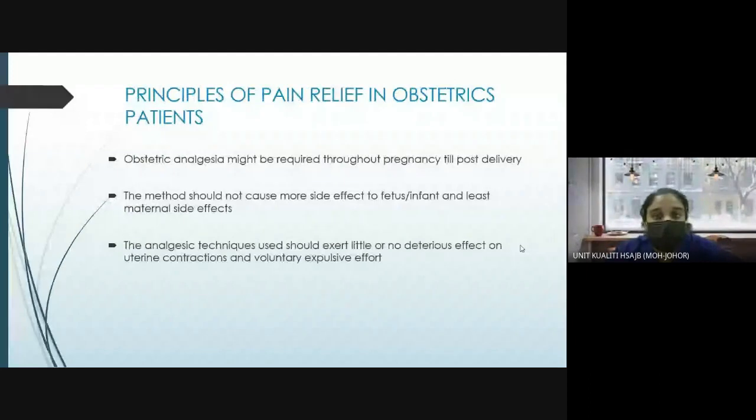Principles of pain relief in obstetric patients. Obstetric analgesia might be required throughout pregnancy till post-delivery. The method should not cause more side effects to the fetus or infant, and should have the least maternal side effects. The analgesic technique should exert little or no deleterious effect on uterine contraction and voluntary expulsive effort.